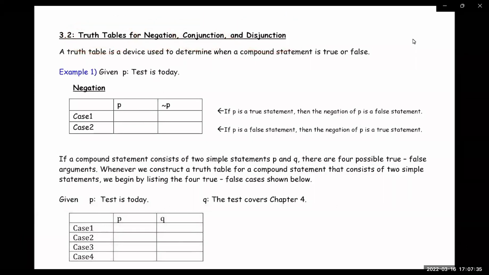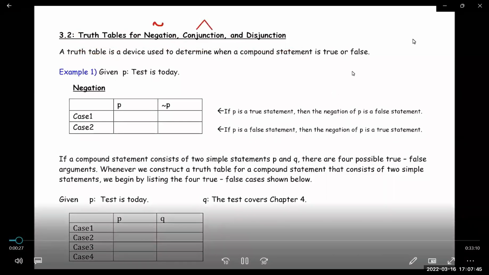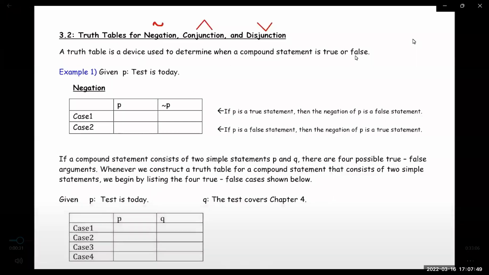So remember, negations look like this, the little squiggly line. Conjunction means and, then disjunction means or. So this is not, this is and, this is or. All right.